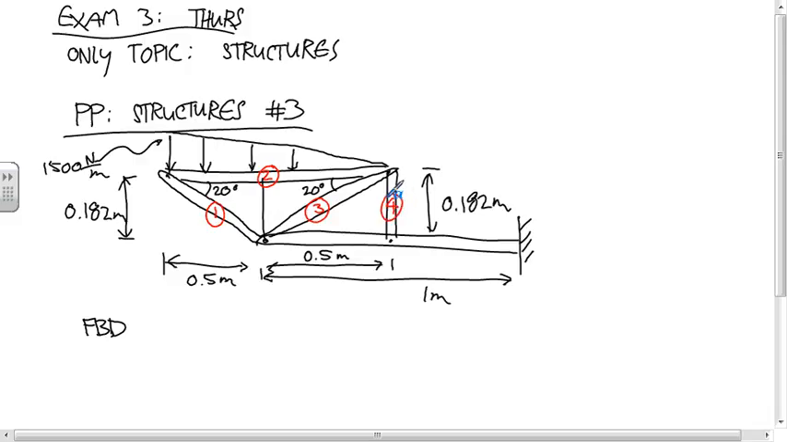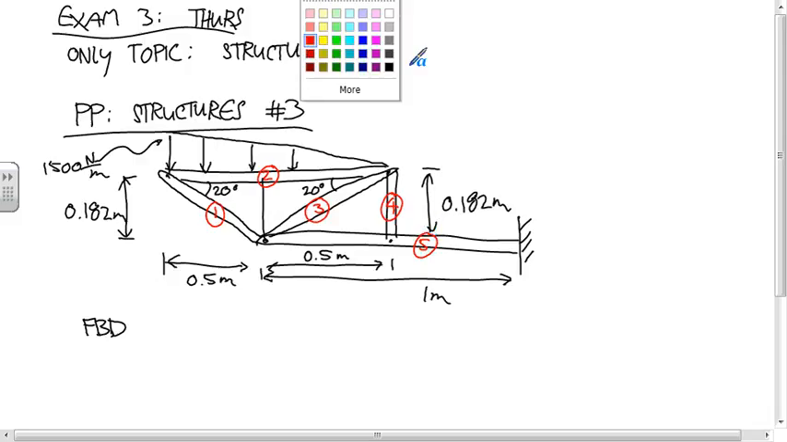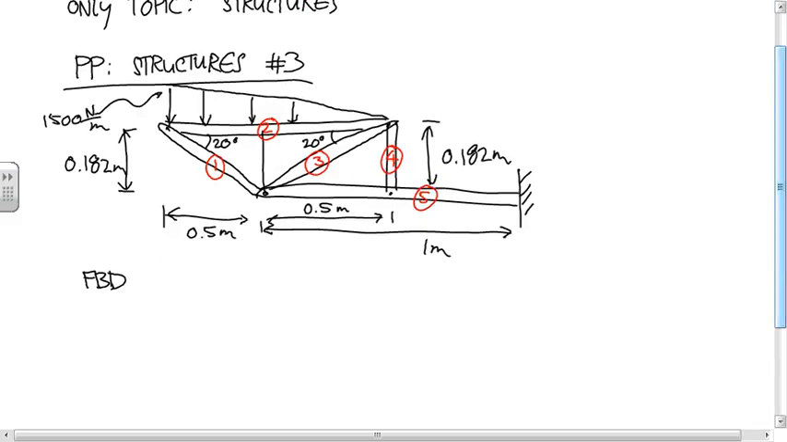Everyone looked at me funny when I said that, like, isn't that kind of a stupid thing to do? But I don't think so. So free body diagram of the whole thing.